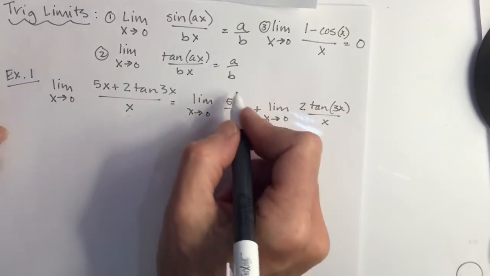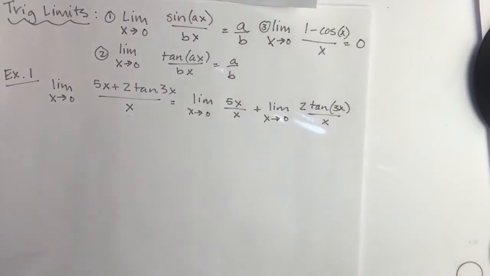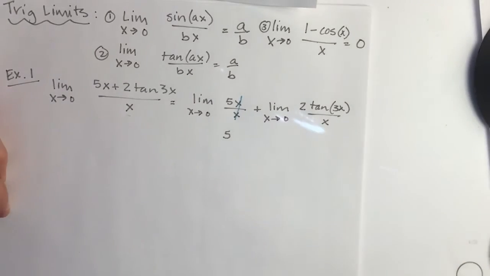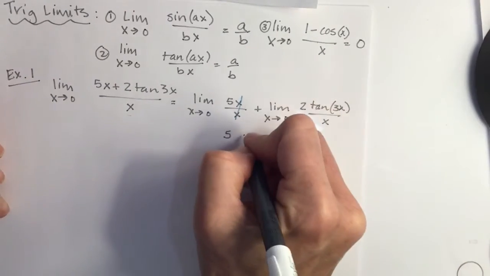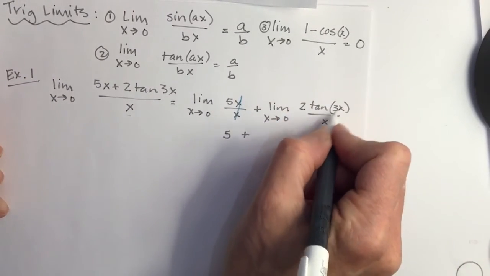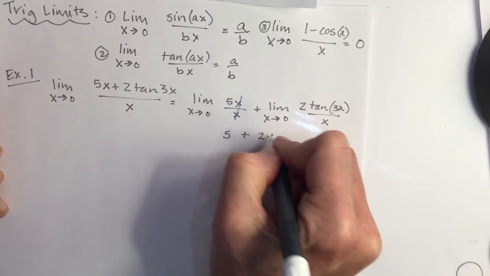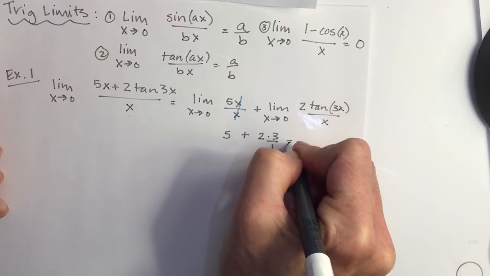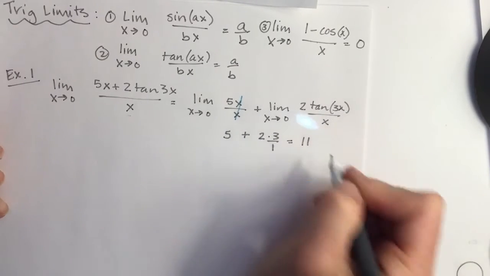And so you can see, okay, well, this one's pretty easy to simplify. We just simplify the x's and we get the limit is 5. There's nothing to plug into now. And now with our kingpin, we know this is 3 over 1. So 2 times 3 over 1. And we get 5 plus 6 is 11. Okay.